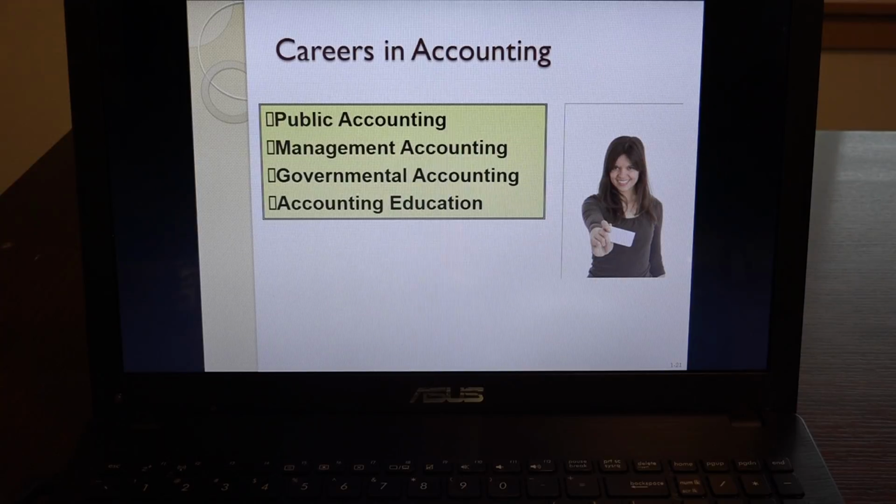But some people have careers in just accounting. So if you decide to do that, you can be in public accounting. You have to be a CPA to do that. You can be a managerial accountant. You can be in government. You can be me. You can be an accounting instructor or professor. There's a lot of things you can do with an accounting degree.